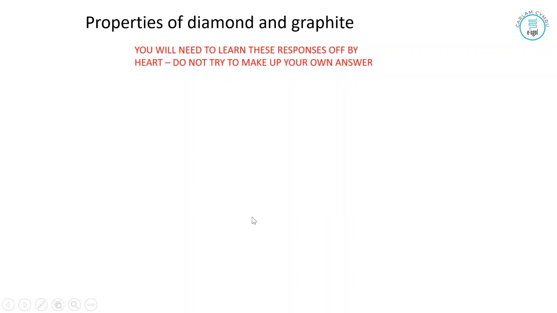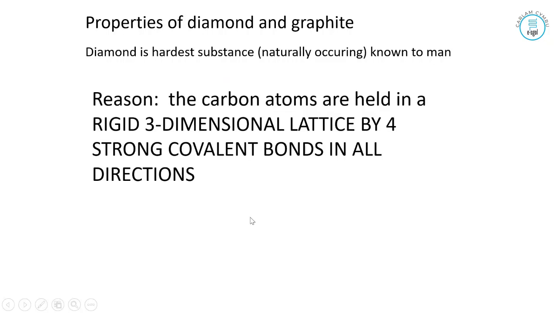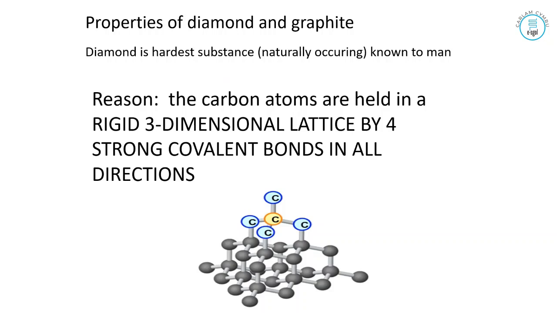Properties of diamond. Well, one of the things I've just told you there is it's a very hard substance. And you need to know how the carbon atoms are bonded in diamond. It's a giant covalent. I describe it as a rigid 3-dimensional lattice with strong covalent bonds in all directions. And that explains why diamond is so hard.